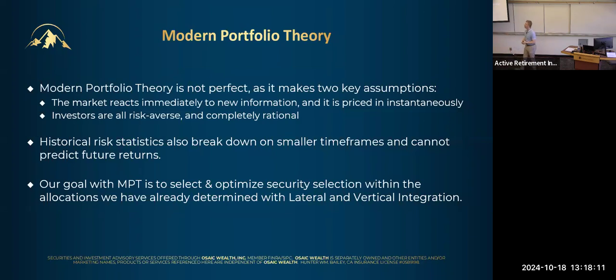In fact, most of the time, most years are not the average expected return. Most years are something wildly different. It's over time that those numbers start to, on an annual basis, if you average them out, start to come closer to that average. So our goal with modern portfolio theory is to select and optimize our security selection within the allocations that we've already determined with lateral and vertical integration.